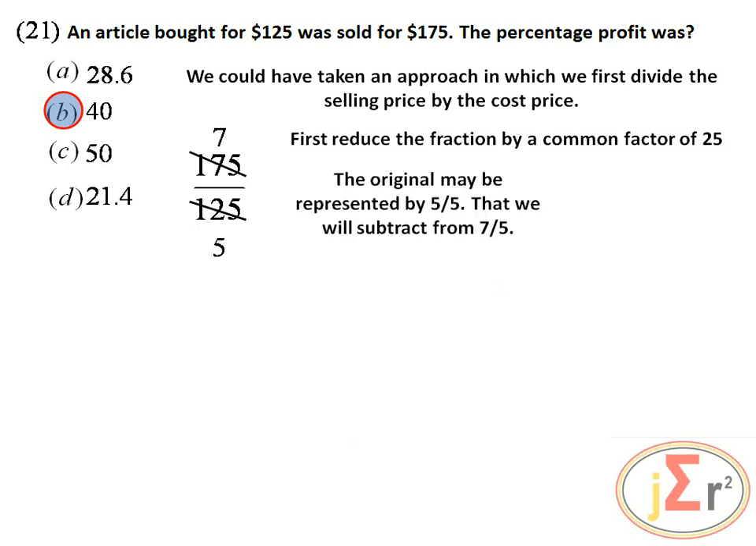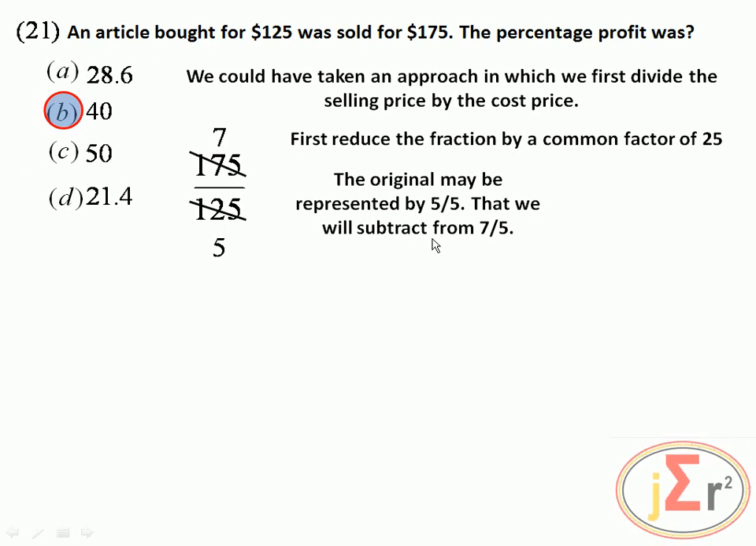The original may be represented by 5/5. That we will subtract from 7/5. We are looking at the percentage profit. The selling price expressed as a fraction of the cost price is 7/5. Therefore, we can just look and tell that we have an extra 2/5.